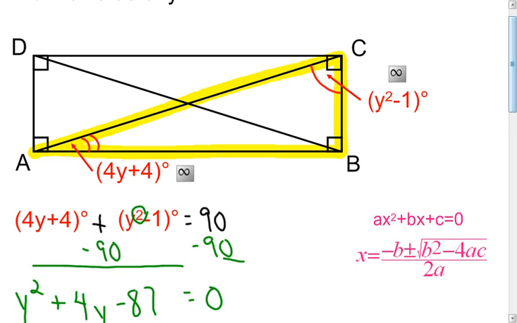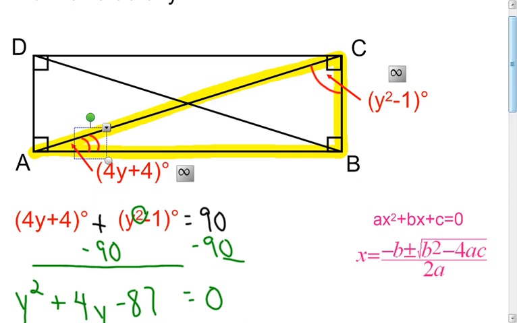If I go with the negative 11.54, I'm going to check that one first. If I take 4 times negative 11, and I know it's a negative 11.54, I'm going to be at somewhere around negative 44. Add 4, I'm at negative 40. Now, does it make sense that an angle has a negative measure? No, it doesn't. So I can rule out the negative 11.54 for that reason.